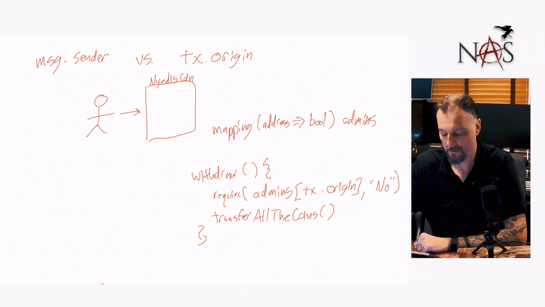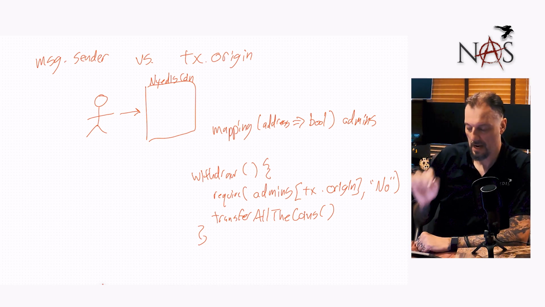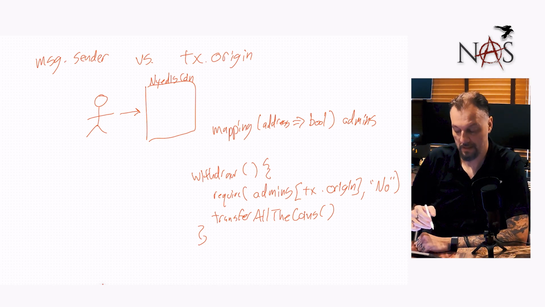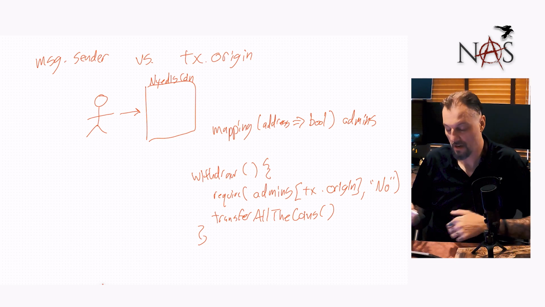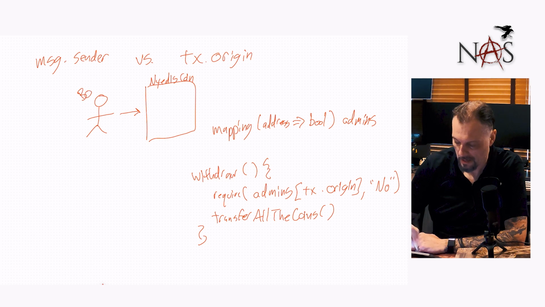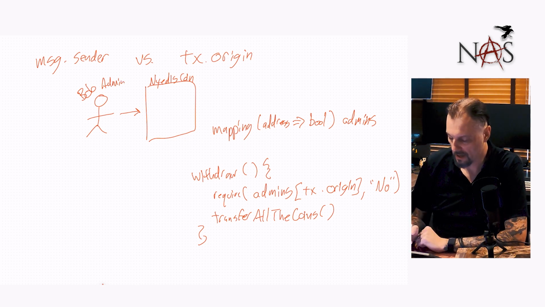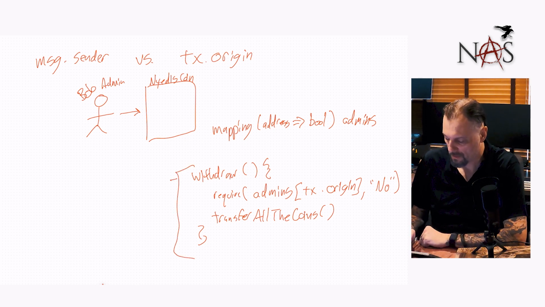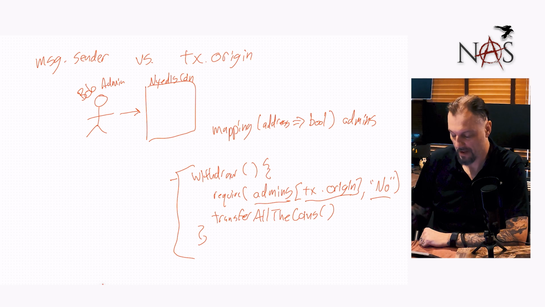Like I said before, this really depends on how you use transaction origin and message sender to figure out a user's address. So in this particular example, we've got Bob over here, and Bob is the admin of the Nidus coin contract. In this Nidus coin contract, we have a withdraw function. In our withdraw function, we require that the admin's mapping for the transaction origin is an admin. And if not, we fail, you can't withdraw anything.